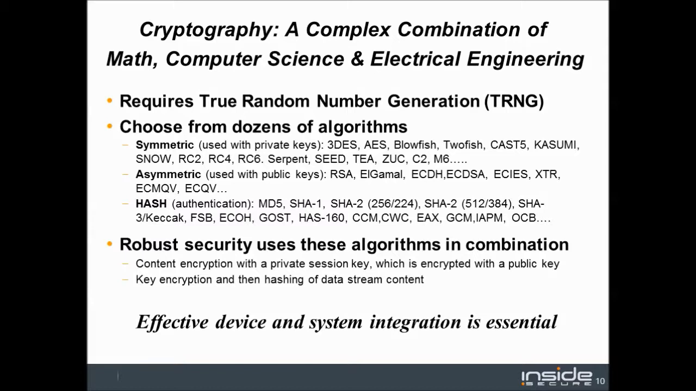So for symmetric encryption, this is basically where you do bulk data because these algorithms allow for very high speed operation. Typically, AES today is the one to choose, with a few other variants like Snow and Kasumi used by cell phones, just as examples.